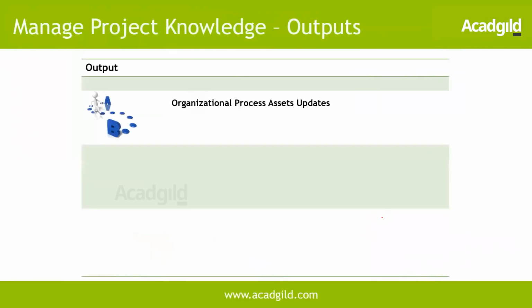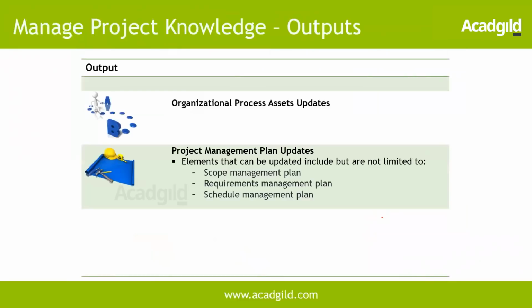Output, organizational process asset updates, where we're going to store all the lessons learned, so the register will be updated. And then the project management plan updates, any other document that gets updated, which is the scope, requirements, schedule, cost, any other document during the process.